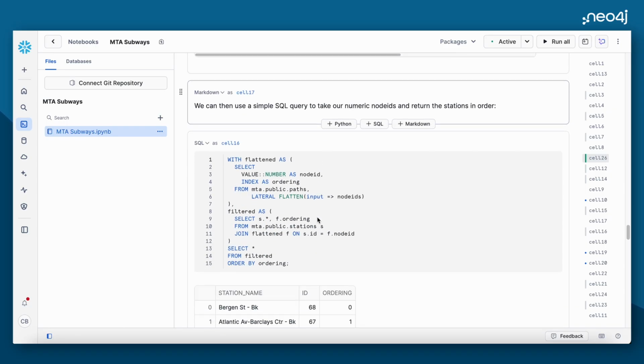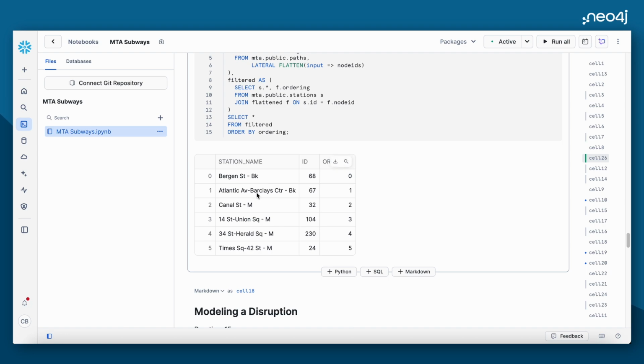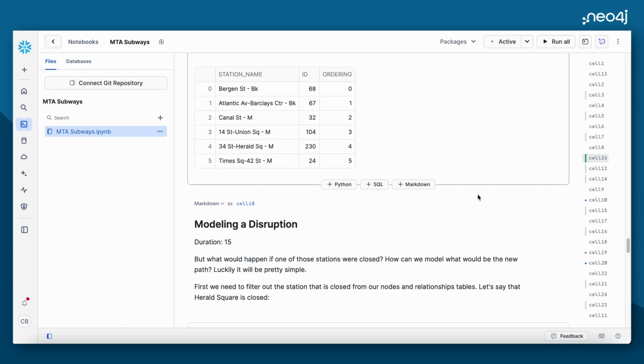After that, you can do a simple SQL query to flatten it out and make it a little easier to read. And we also make sure we include the order. So we have Bergen to Atlantic to Canal to Union to Herald to Times Square. I'll say in this simple model, we're not considering wanting someone to stay on the same line, so it's being kind of aggressive with line changes. So I think it starts on the 2 and goes to the Q and so on.